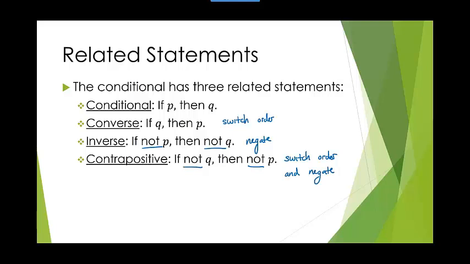So if you're given a conditional, you can rearrange the conditional and get three different sentences. If Q then P is the converse, if not P then not Q is the inverse, and if not Q then not P is the contrapositive.